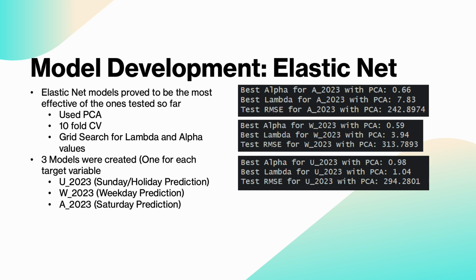So we created 3 models, 1 for each target variable. So Saturdays, weekdays, Sundays, and holidays. And these all perform much better. You can see our test RMSEs here. And there's a table at the end that I'll show you that compares all the RMSEs because that was the test metric we used.